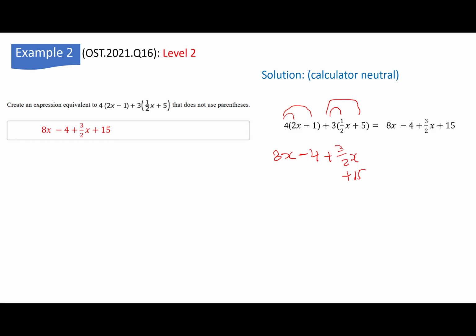Now, if you want to go a little bit further, you can add these two here. 8x means 16 over 2, and 3 over 2, that's 19 over 2x. And then minus 4 plus 15, when you are adding a negative number and a positive number, you always subtract them and you put the sign of the one with the largest absolute value. So 15 minus 4 is 11, and 15 happens to be bigger than 4, so the sign is plus. You can give this one as an answer, and you're good.